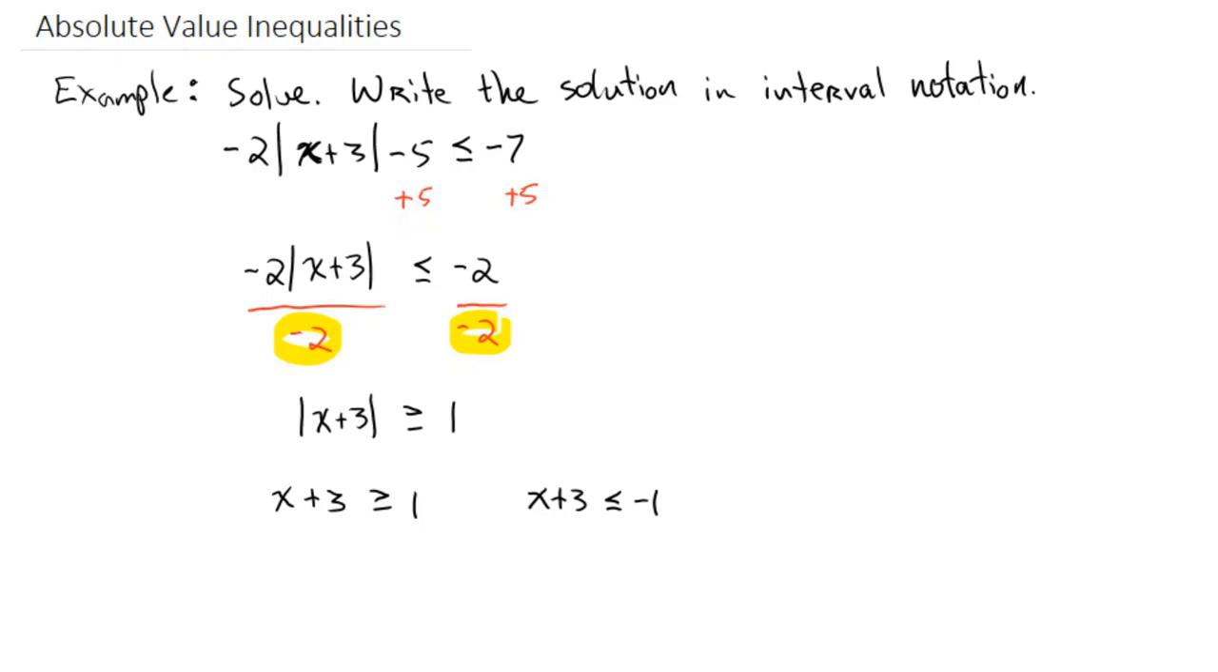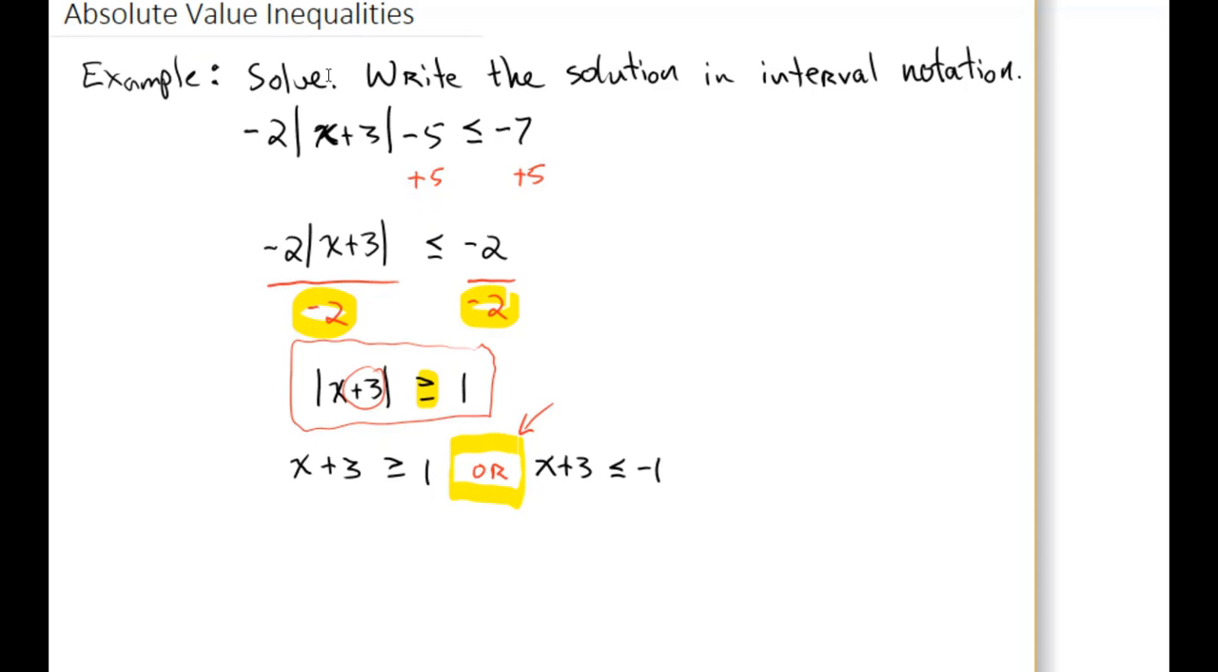Next, we need to decide what conjunction is going to go with these. Now, our inequality symbol is a greater than, and so we are looking for an or because we want to know when x plus 3 is outside of a distance of 1. So when is x plus 3 further than a unit of 1 away?